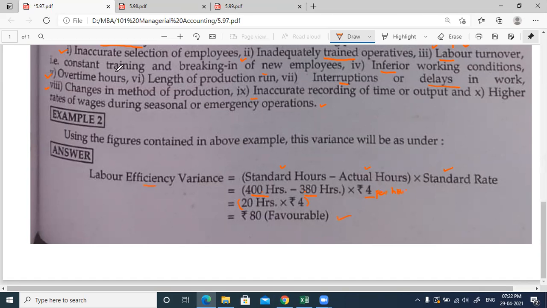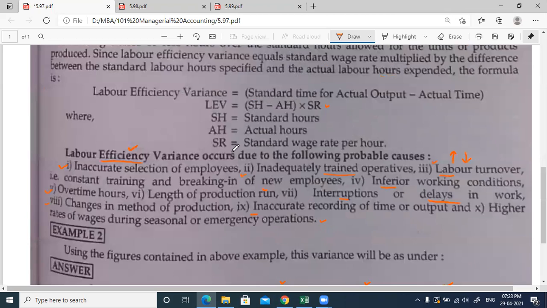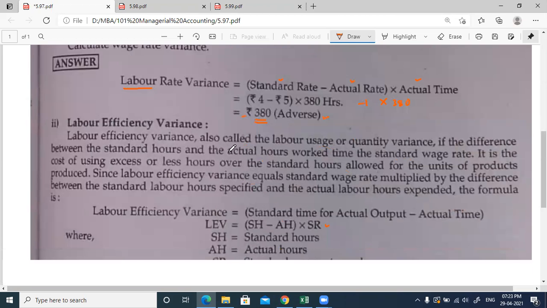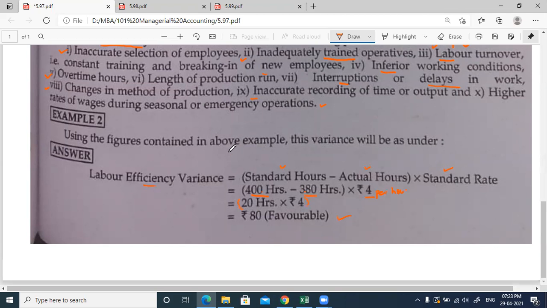The same problem we have just discussed. If we talk about labor rate variance, we are not happy. But efficiency, yes, we are gaining a lot here. The worker is really working efficiently. The main reason that he's saving 20 hours is the efficiency of that worker.